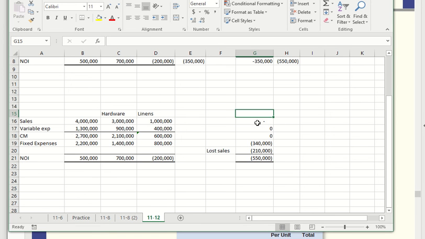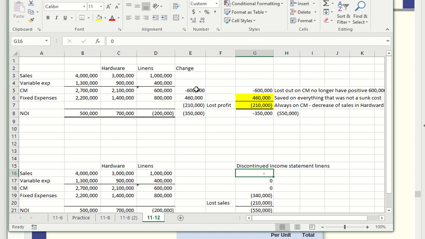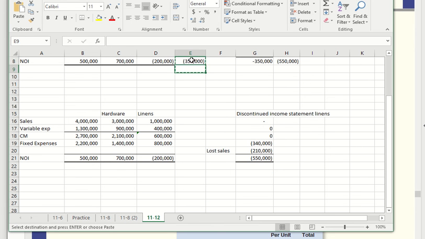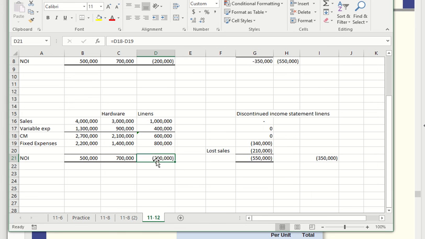And you can see similar things like that. Again, this is the original, this is the discontinued income statement for linens, if we were to discontinue it, and then this would be our change here, and you can see how that is going to be the change, right? Or maybe we could just pull this one. This is the change between this one and this one. We're losing a negative $350,000, and that's what we're looking for in this problem.